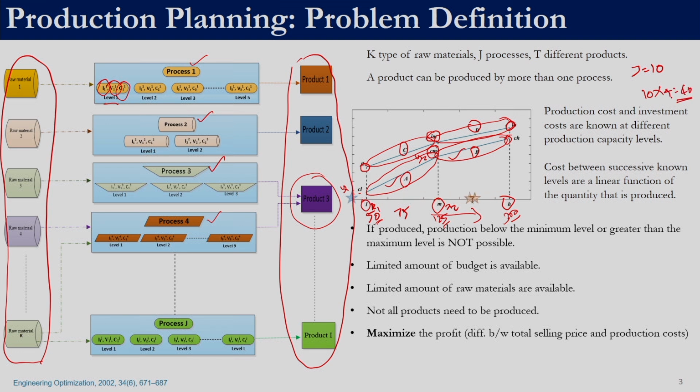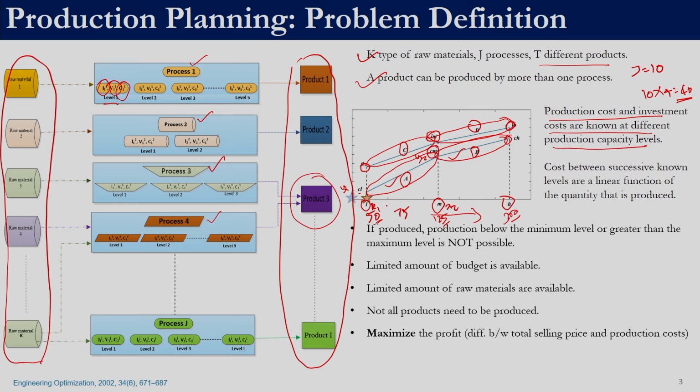So, we have seen that there are k types of raw materials and J processes, which can produce T different products. A product can be produced by more than one process, which is what we showed you for product 3. Production cost and investment cost are known at different production capacity levels.